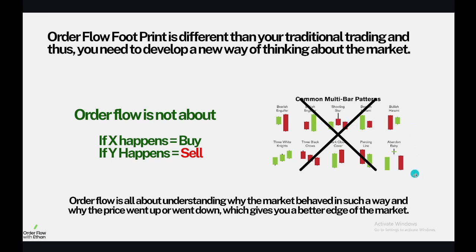They show you this type of information that would obviously make you go, abandoned baby, and then sell, but the price will actually go up. Okay, so order flow is not about if X happens buy, if Y happens sell. No, sorry. Order flow is all about understanding why the market behaved in such a way and why the price went up or down, which gives you a better edge in the market, obviously.